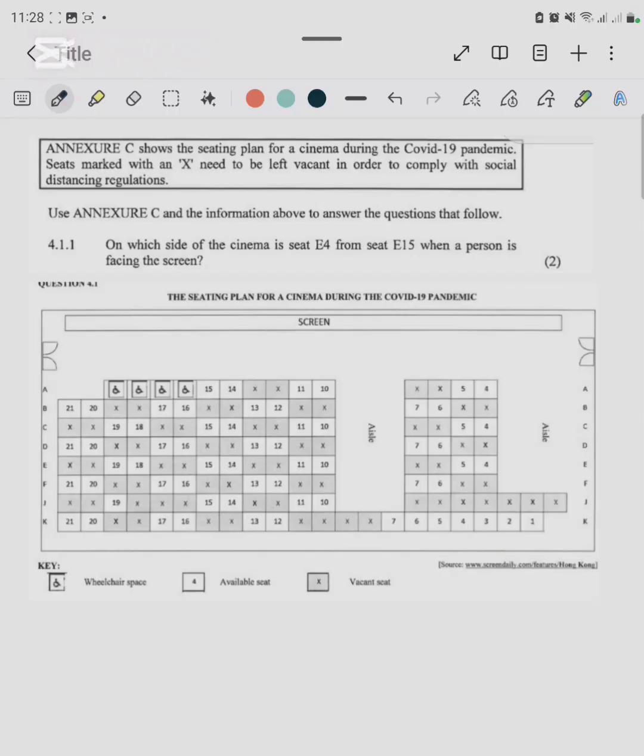Question 4.1.1, we've got the seating of a cinema. And the first thing they want to know, on which side of the cinema is E4 from seat E15 when a person is facing the screen. So let's find where those are. So the person is sitting in E15, which is over here. And they're asking where is E4, which is over there. So if I'm sitting, I'm facing towards the screen, which means I'm facing that way. Then E4 would be on the right hand side. And that's all you needed to do, say right hand side.